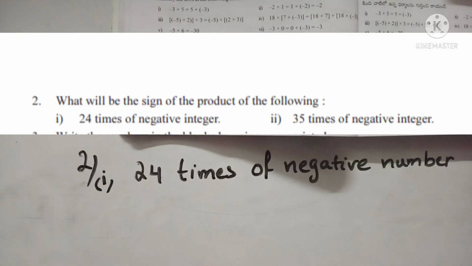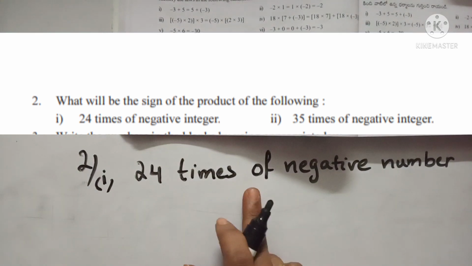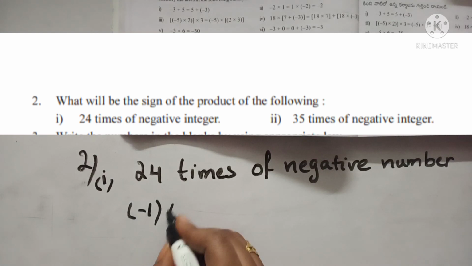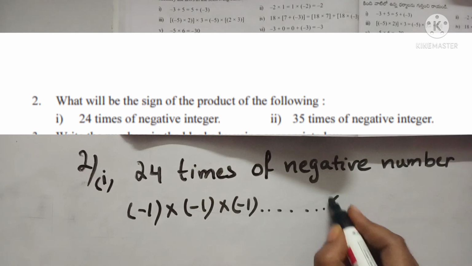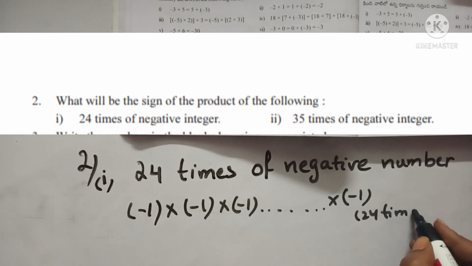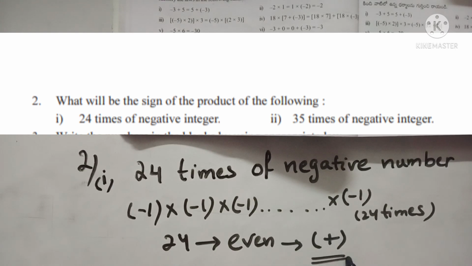Now second question. What will be the sign of the product of the following? 24 times of negative number. So let us take minus 1. How many times? Minus 1 into minus 1 into minus 1 and so on. 24 times. So we have to multiply minus 1 for 24 times. 24 is even or odd? 24 is even number. So even number means answer will be in positive. So the answer is positive sign.